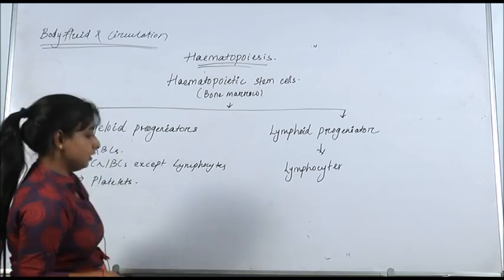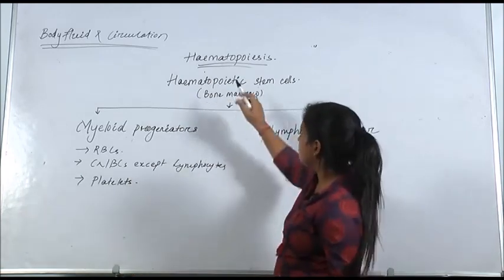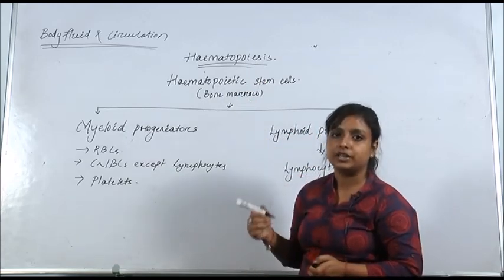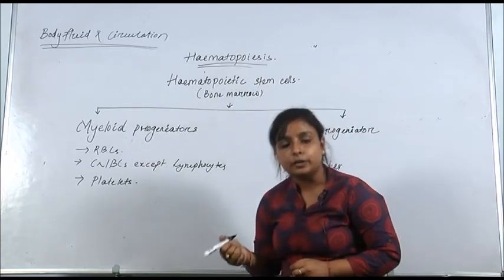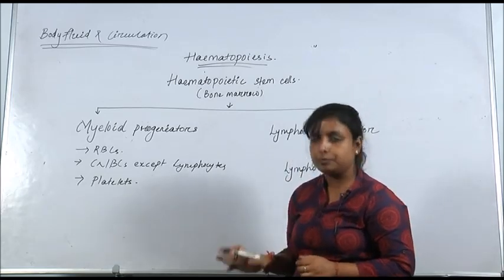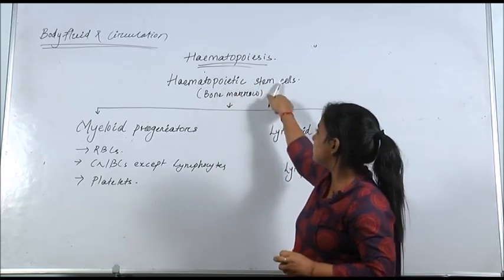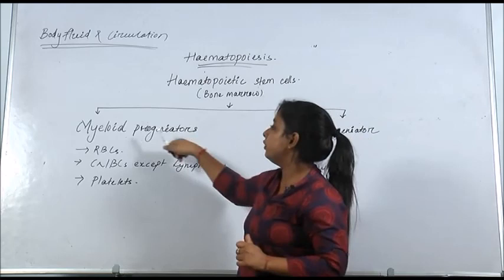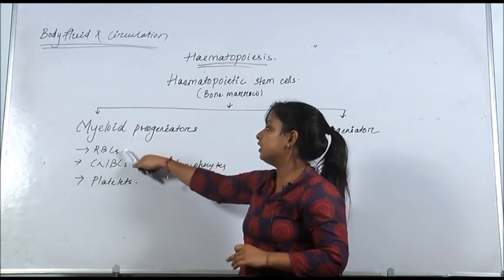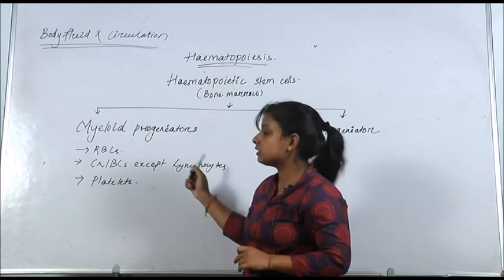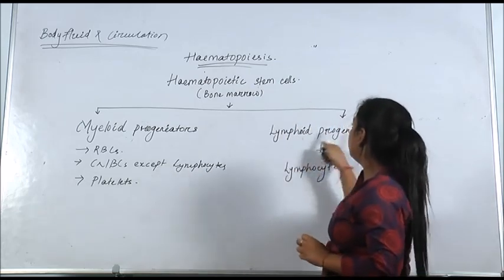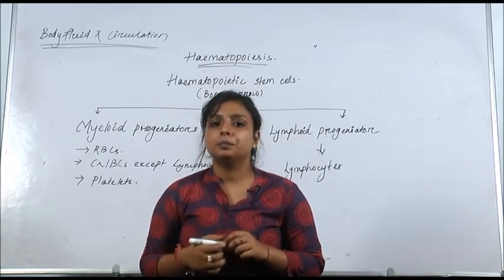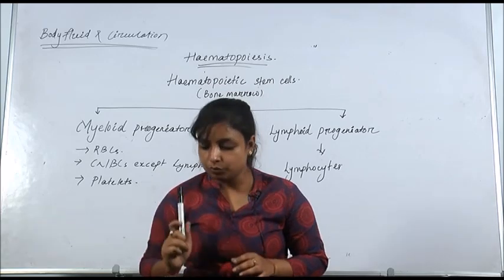So this is how our blood cells are synthesized. The process of synthesis of blood cells is known as hematopoiesis. Hematopoiesis happens from the hematopoietic stem cell, which is present inside the bone marrow of a healthy living human being. Inside the bone marrow there are hematopoietic stem cells which divide to give rise to myeloid progenitor or lymphoid progenitor cells. Myeloid progenitor cells give rise to RBC, all WBC except lymphocytes, and all the platelets. Whereas lymphoid progenitor cells give rise to the lymphocytes. So this is the mechanism of synthesis of blood cells known as hematopoiesis. That's all.